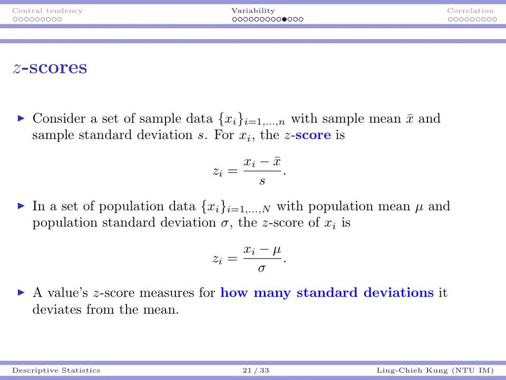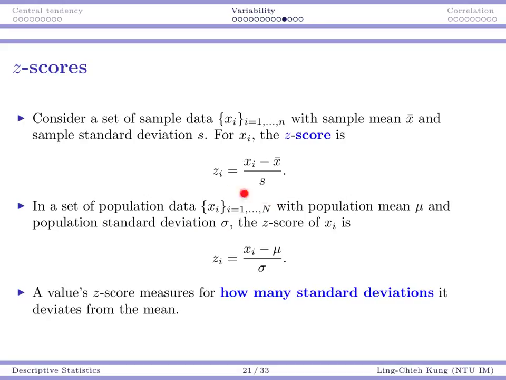Based on standard deviation, we can define something called z-scores. Suppose we have a set of sample data with sample mean x bar and the sample standard deviation small s. Then for each value xi, we define its z-score as this. What's that? The numerator is xi minus x bar, so that's the deviation from the mean. And the denominator is s. So we are using the deviation from the mean divided by the standard deviation. That gives you zi, which we call a z-score.